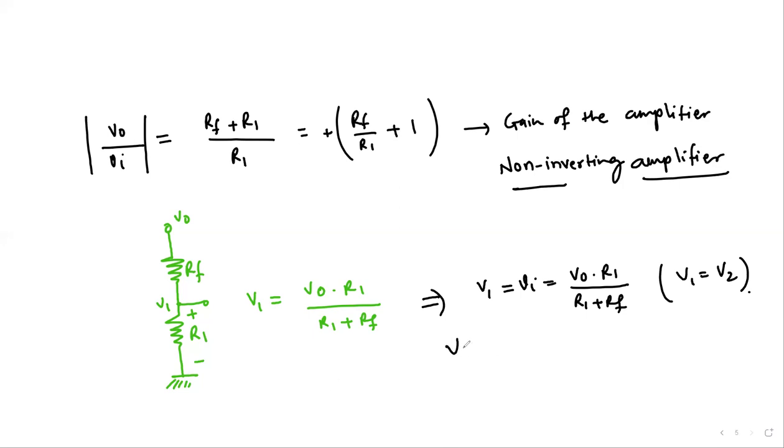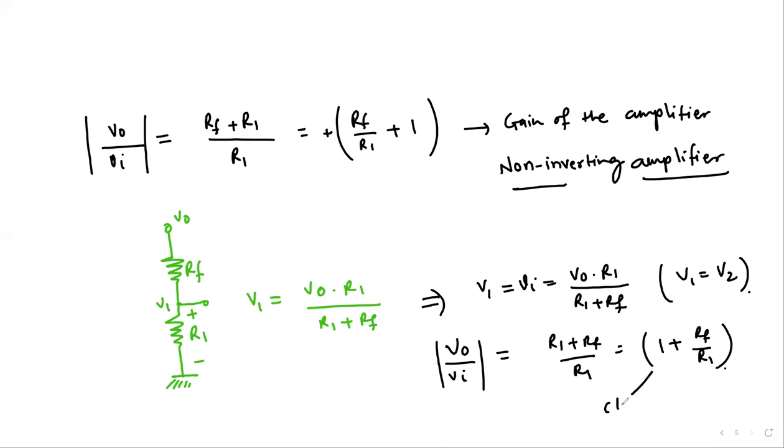So from this, can we get the expression of Vo over Vi magnitude? Yes. We see here that it is R1 plus RF divided by R1. So this is again 1 plus RF over R1. That's the closed loop gain of the non-inverting amplifier.